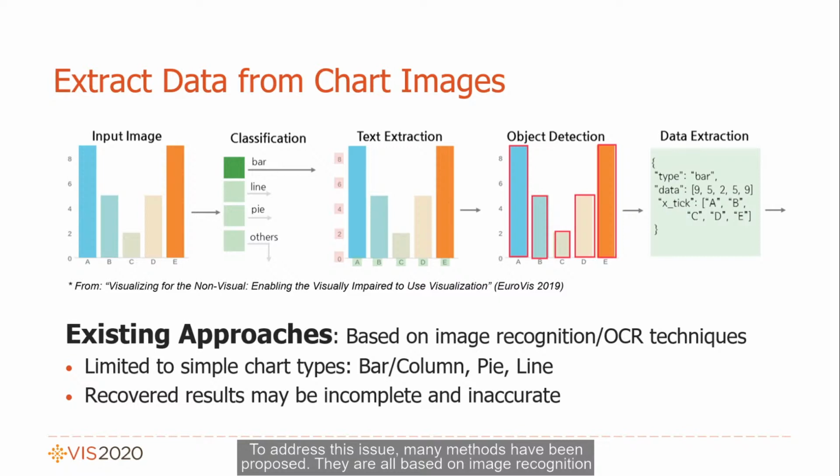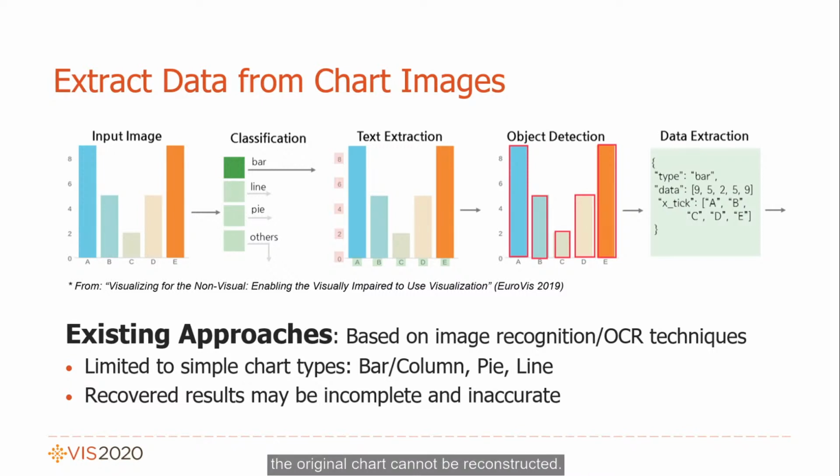To address this issue, many methods have been proposed. They are all based on image recognition to identify the type of a chart, recognize text, and detect objects in the chart to recover the chart type, data, and attributes. They have made significant progress, but still have several limitations. They typically work well only for simple chart types, such as bar charts, pie charts, and line charts. The recovered result may be incomplete and inaccurate, so that the original chart cannot be reconstructed.